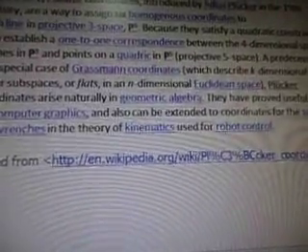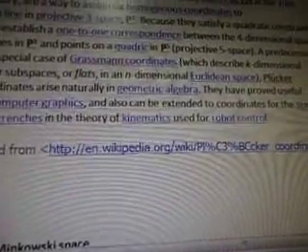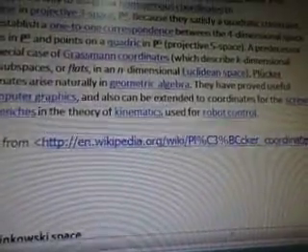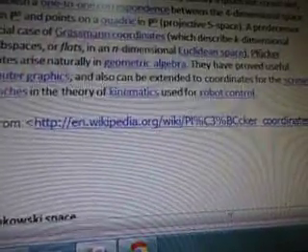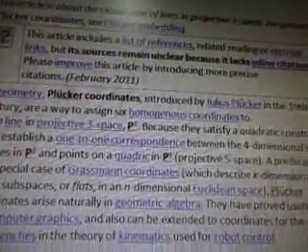A predecessor and special case of Grassmann coordinates, which describe k-dimensional linear subspaces or flats in an n-dimensional Euclidean space, Plucker coordinates arise naturally in geometric algebra. They have been proven useful for computer graphics and also can be extended to coordinate the screws and wrenches in the theory of kinematics used for robot control. Now, you'd want to use some sort of robot stuff in a UFO, right? For outside repairs and stuff.